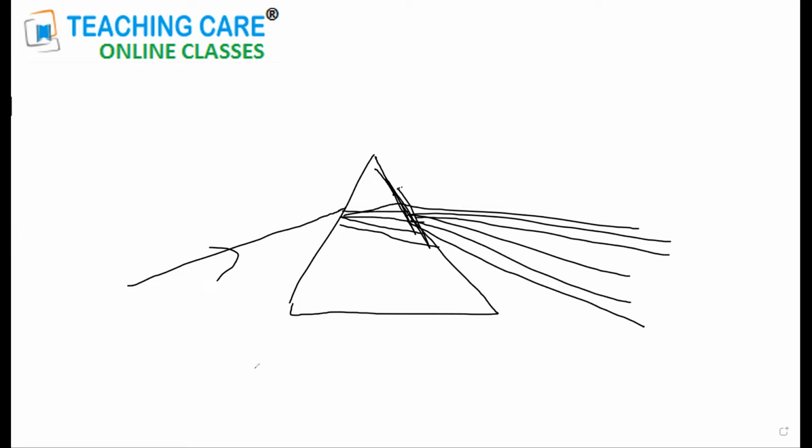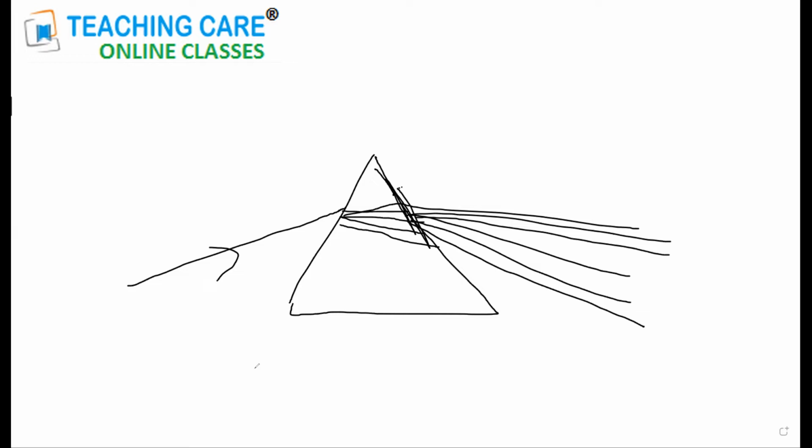In dispersion, what happens? Sunlight, white light, is coming, and it gets dispersed out. Similarly, in diffraction, what happens? Whenever some obstacle comes in the path of a wave, the wave gets dispersed or diffracted from its original path. So this kind of effect is shown by the sound wave.